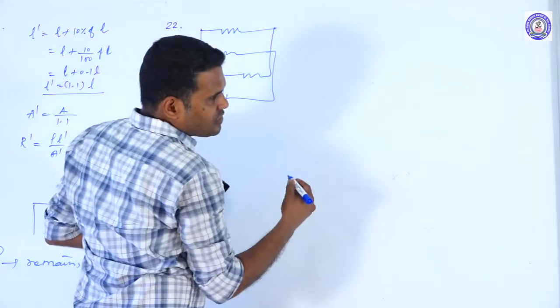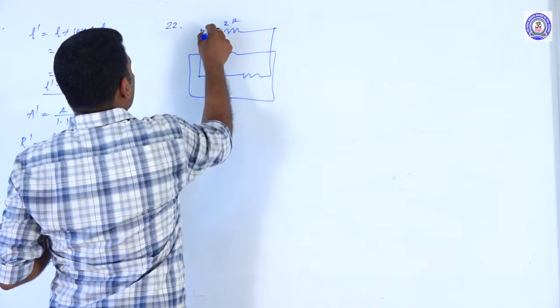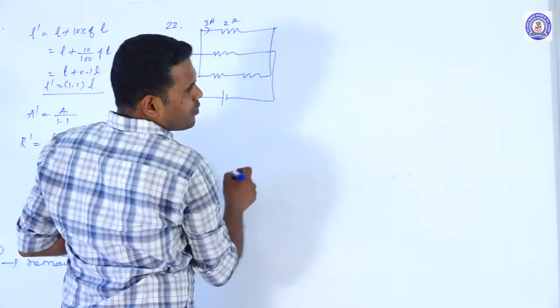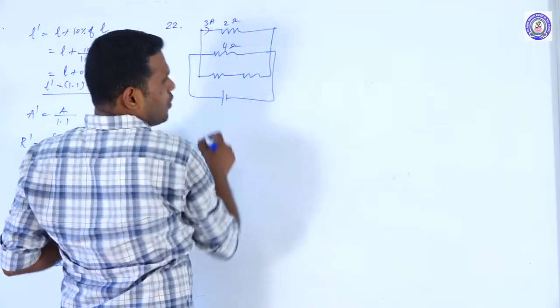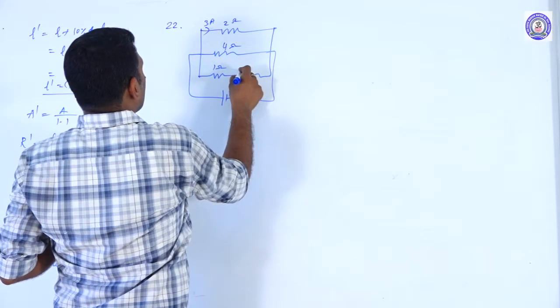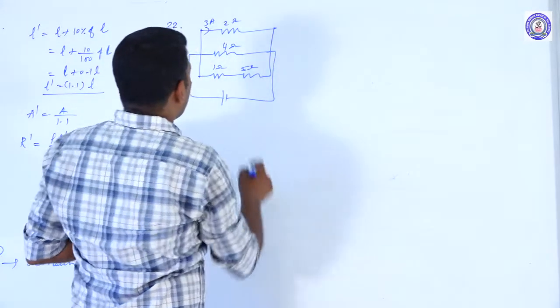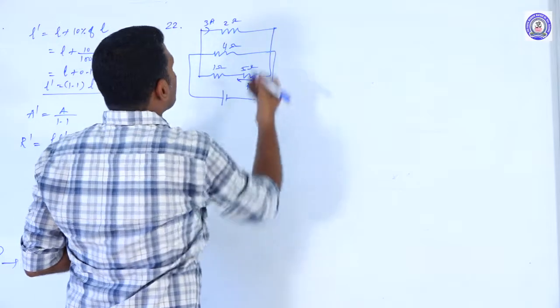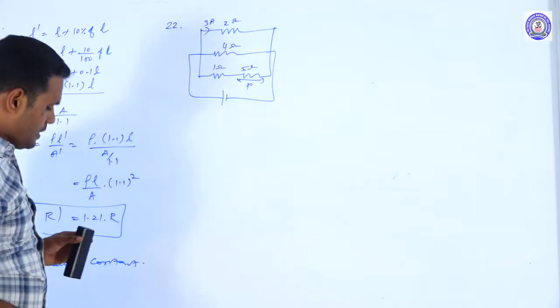Instead of giving potential, they have given the value of current. 3 ampere current is flowing through the 2 ohm resistor. This is 4 ohm. This is 1 ohm and 5 ohm. They are asking you to calculate the power dissipated across the 5 ohm resistor.